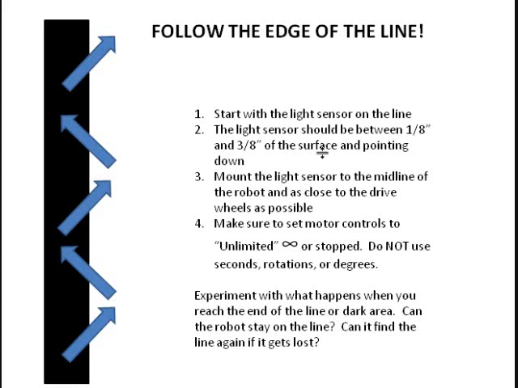You want to keep the light sensor between about an eighth and 3/8 of an inch from the surface that you're going over, and it pointing straight down. That'll prevent some reflective interference from lights other than what the light sensor uses. You want to mount the light sensor as close to the middle of the robot and as close to the drive wheels as possible. If it's too far in front or behind, it gets swung around too much. And then make sure to set all the motor controls to unlimited.